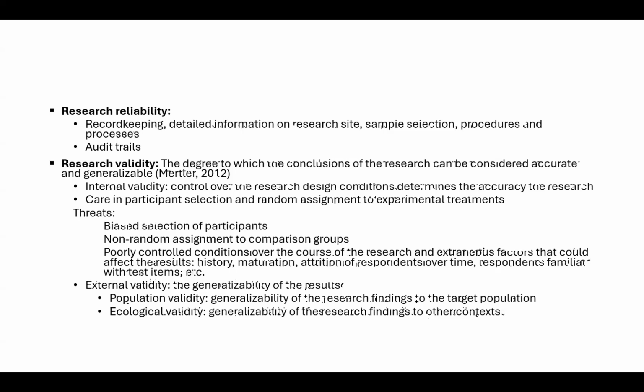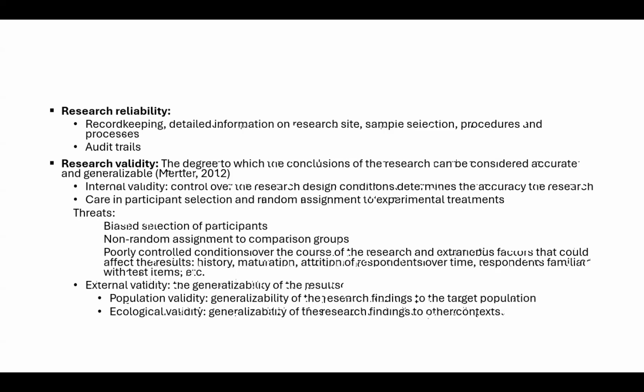Internal validity means control over the research design conditions, which determines the accuracy of the results. And the care in participant selection and random assignment to experimental treatments matters, otherwise you have a biased selection of participants and a non-random assignment to comparison groups, because remember, in quantitative, you really are looking to compare and do an experimental treatment of your randomly selected sample. Poorly controlled conditions over the course of the research will minimize the value of the research and really will bring into question how reliable and valid that research was.